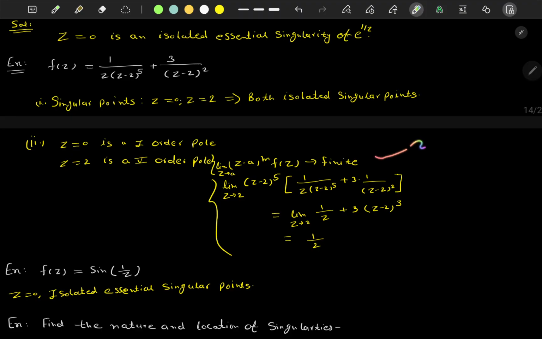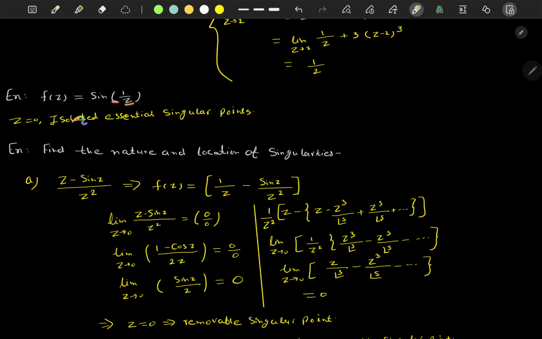I already explained it here like this. The limit as z tends to a of z minus a raised to the power m times f of z is finite, so the limit is finite with the help of order m. So this will be the order of the pole, like here. Now you get it. Okay.